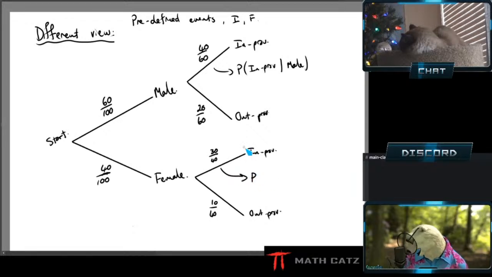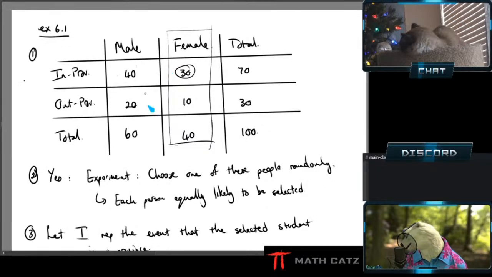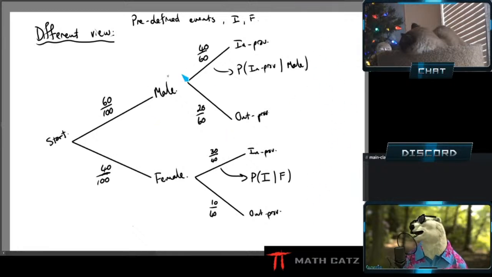I'll write it because we're familiar with the I and F events that are defined already. This is the probability of being in province given female. And notice that is the 0.75 we've been calculating. Now there's a luxury here that we have the table and we have the numbers already. Very different ways of calculating the same things depending on how the information is presented. We'll see eventually. But I don't want to go too fast right now.